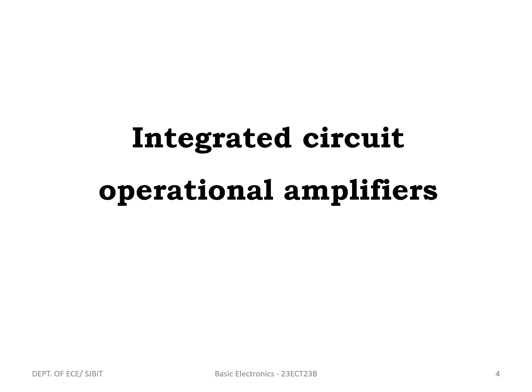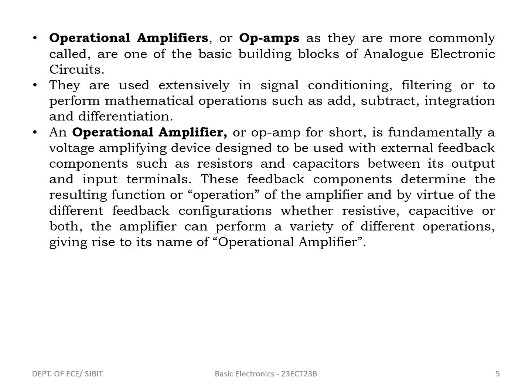So integrated circuit operational amplifier. Here integrated circuit operation amplifier means opamp. Opamp means it is basically an amplifier which is available in the integrated circuit form. The word operational has been used because this amplifier can be used to perform a variety of mathematical operations such as addition, subtraction, multiplication, division, etc. And also op-amps are commonly called one of the basic building blocks of analog electronic circuits. Op-amp is basically a voltage amplifying device.